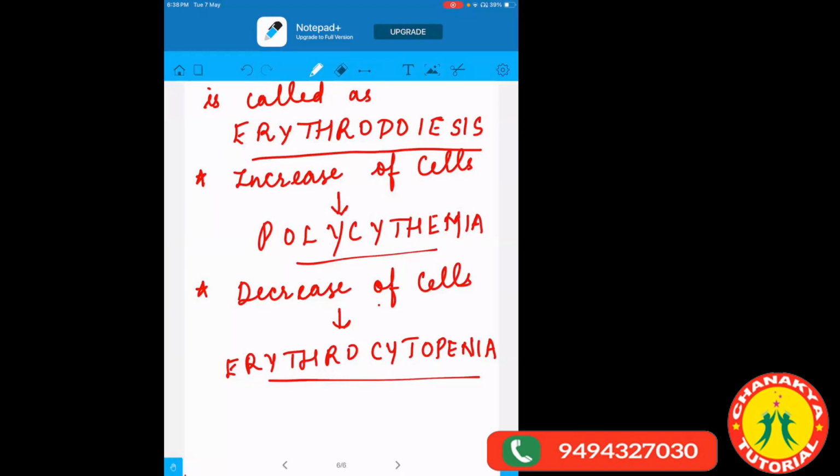Ma'am, is it MIA or NIA? M. This is MI. Let me correct it if it is not visible properly. Polycythemia, MIA. Now, what was the second one? Erythrocytopenia. In the second one, it is N. Erythrocytopenia.